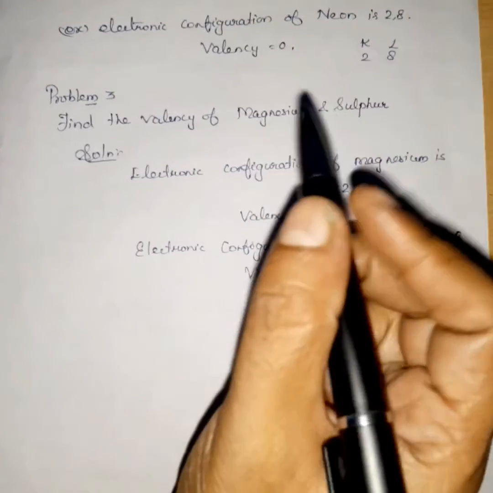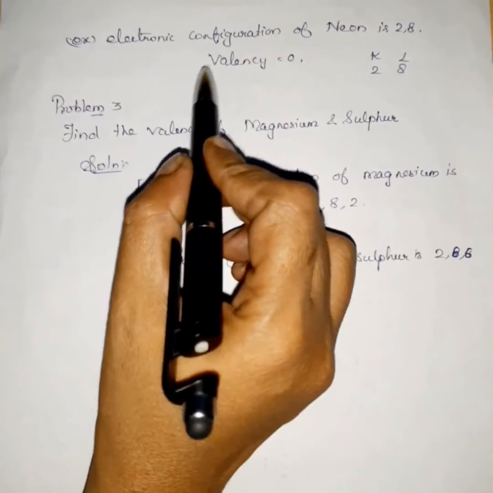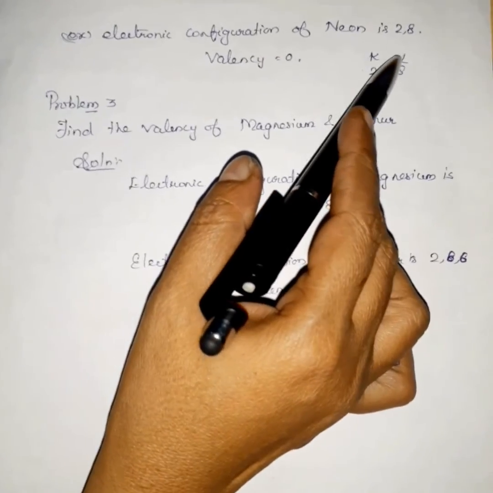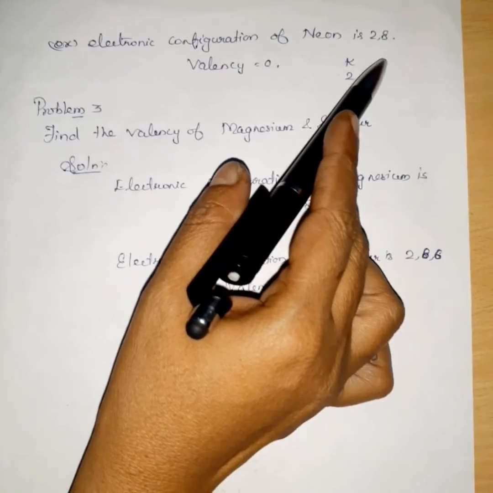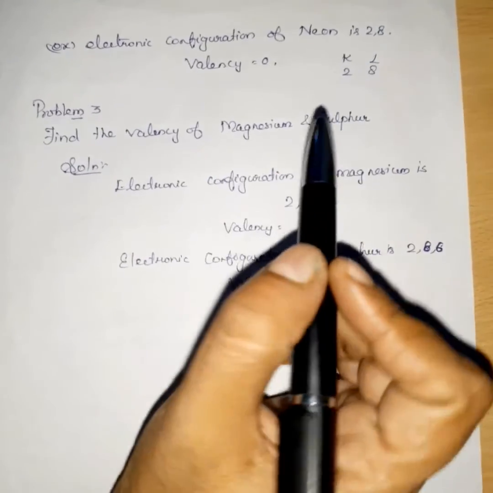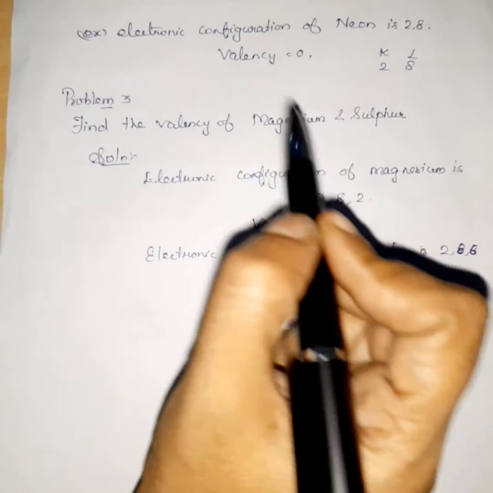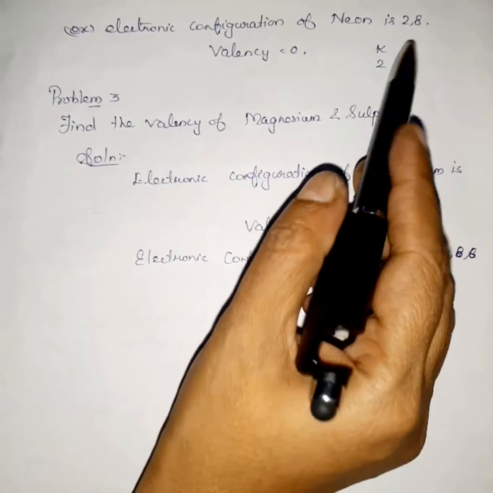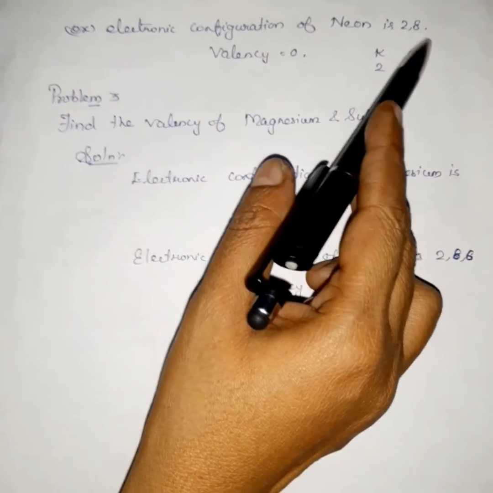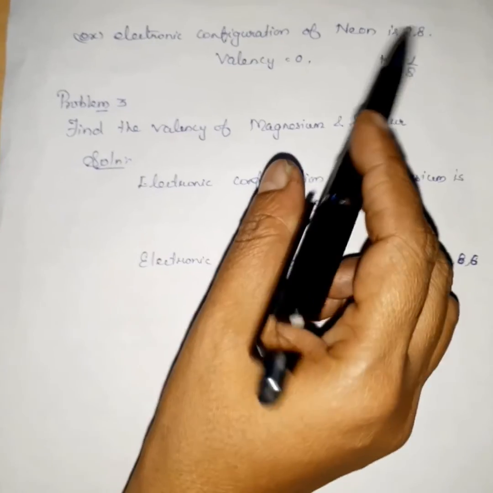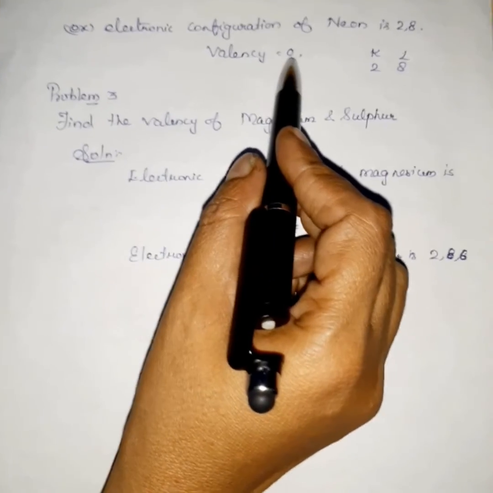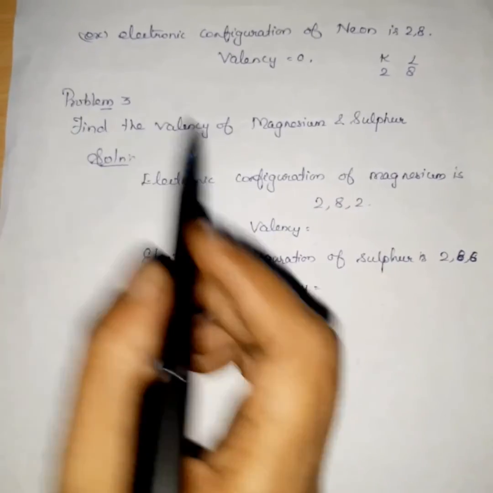This is given in your book. The electronic configuration of neon is 2, 8. Here it is completely filled because the second shell has 8 electrons. So what is the valency? The valency is 0.